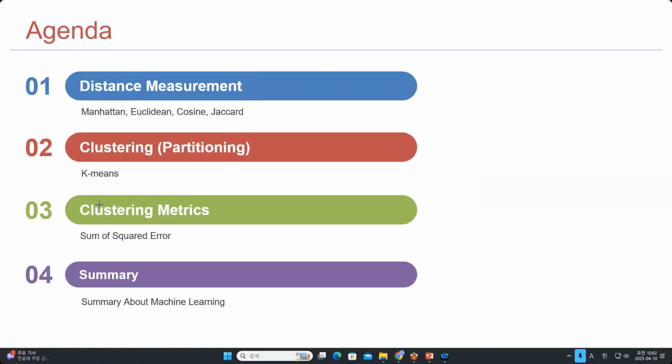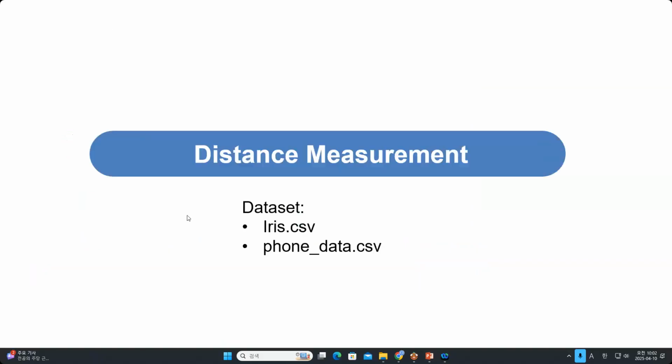So the distance measurement. Why do we need to have the distance measurement?